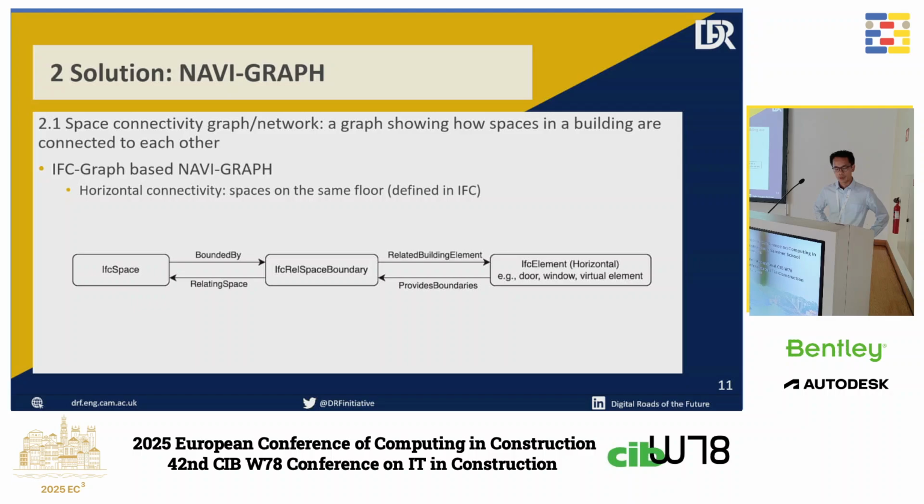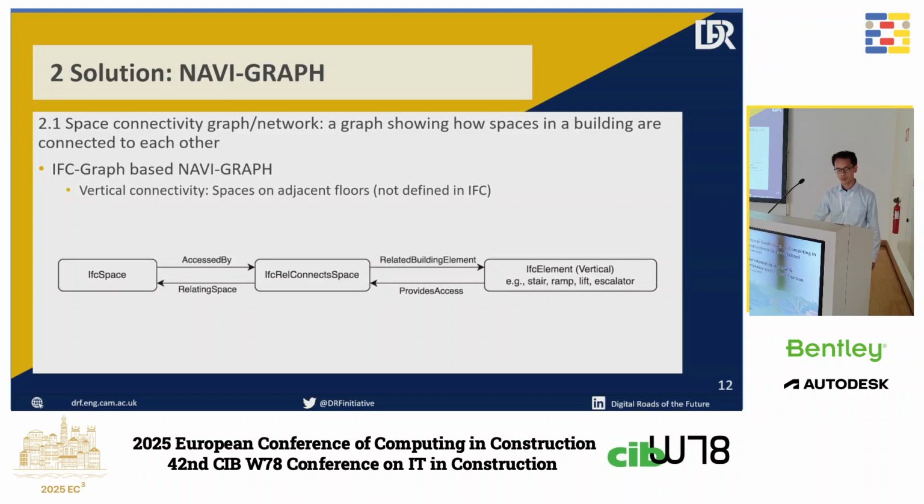Now, I'm using IFC-Graph to construct this connectivity graph, and I also need to consider these two parts. First, the horizontal connectivity graph. The good thing is this part has been defined in IFC by using the IFC real space boundary as I introduced before. The IFC real space boundary connects a space and all the bounding elements, including doors and windows that you can pass through.